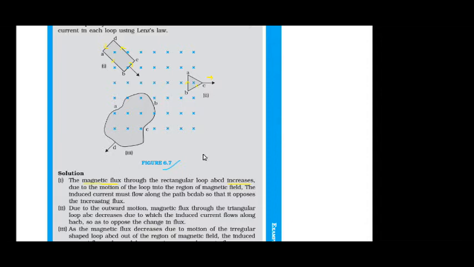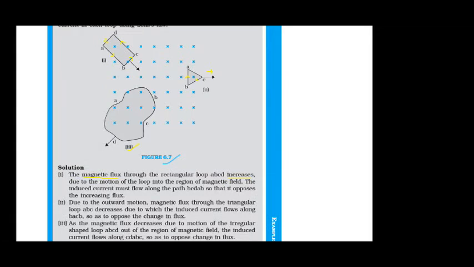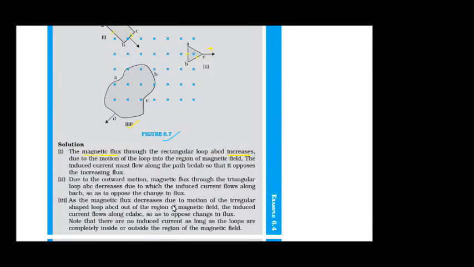In the third case, the magnetic flux decreases again, as the loop is moving away from the magnetic field. Magnetic flux decreases due to the motion of the irregular shaped loop ABCD out of the region of the magnetic field. The induced current flows along CDABC. In this way the induced current will flow, so that it can oppose the decrease in magnetic flux, or change in magnetic flux.